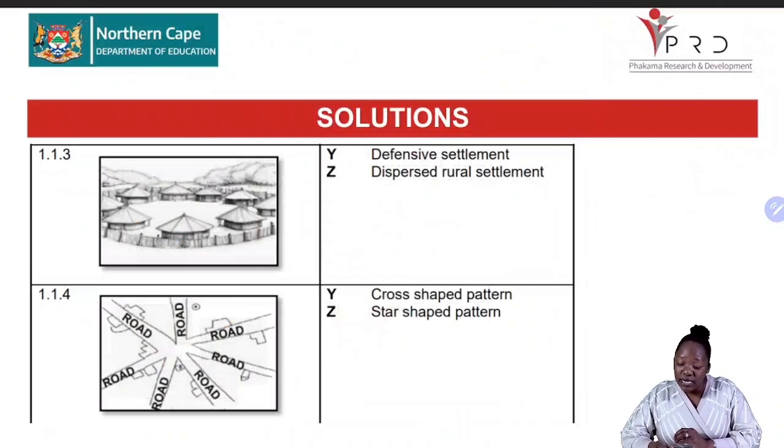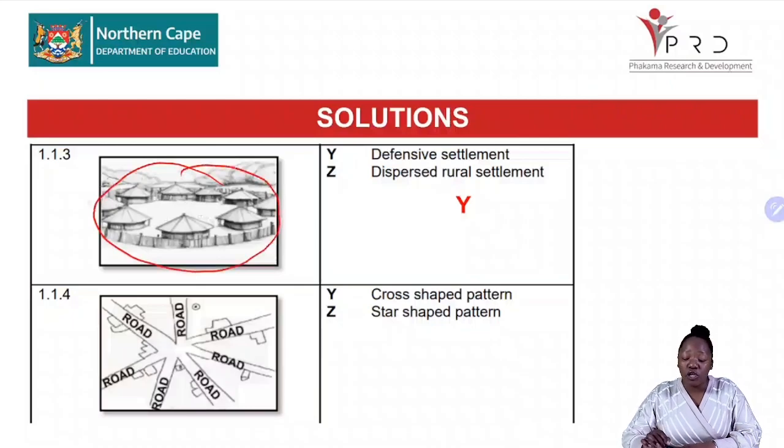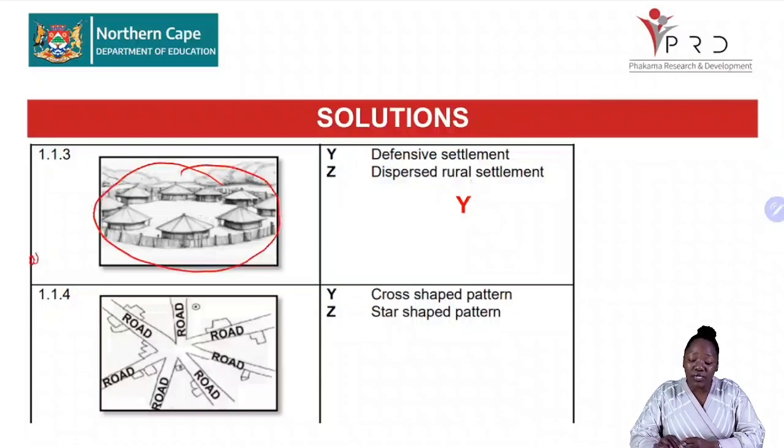Y is a defense settlement, and then Z is a dispersed rural settlement. Again, I said to you, defense is supposed to be round. As you can see, those houses are in a round shape. So it means the defense or the security is tight. So looking at Z, it says a dispersed rural settlement, which is incorrect because a dispersed settlement is supposed to be one house there, one house there, one house there. Then we call it dispersed.